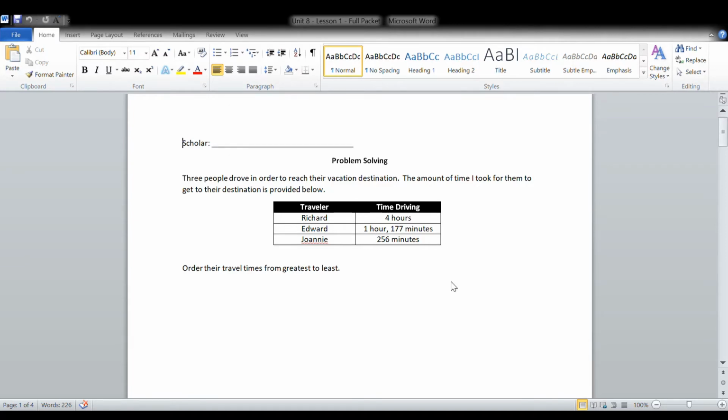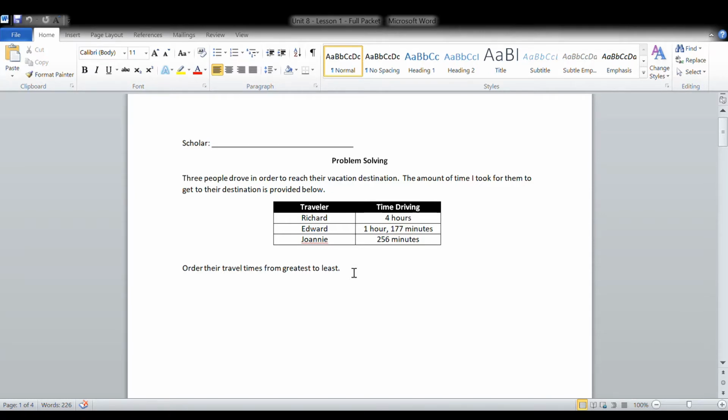All right, here you see our problem-solving task to start our unit. We have 3 people driving in order to reach their vacation destinations. The amount of time it took for them to reach their destinations is provided below. So we have 3 travelers, Richard, Edward, and Joanne. And the time driving, we have Richard with 4 hours, Edward with 1 hour and 77 minutes, and Joanne with 256 minutes. I want you to order their travel times from greatest to least.